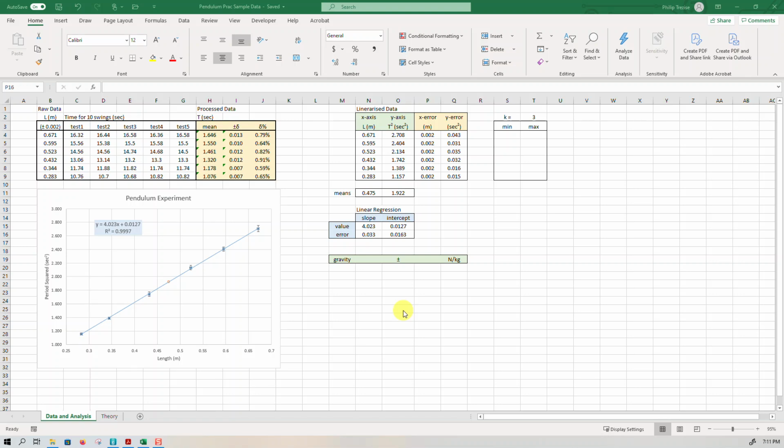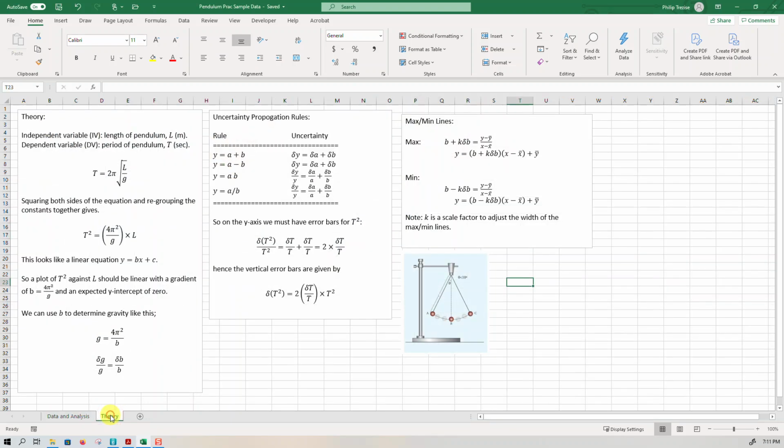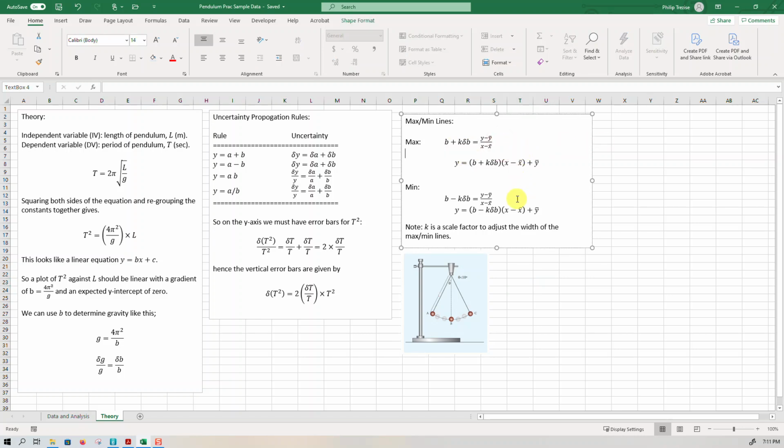Welcome back. Last time we used line stats to calculate the slope, the intercept, and the uncertainties. This time we're going to do a little bit of probably grade 10 advanced maths, linear equations, to add in our max and our min lines over here on the chart. Let's have some theory first. So I'm just going to put a return there to separate that out a bit to make it easier to read.